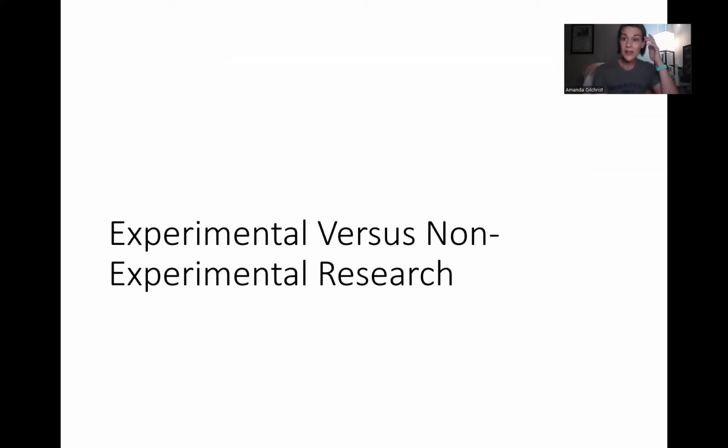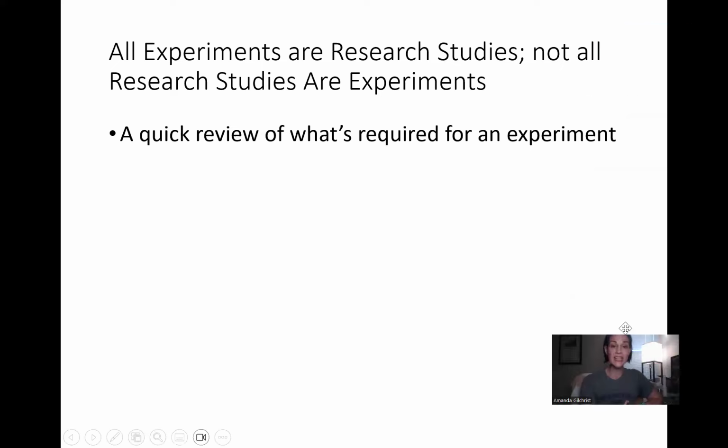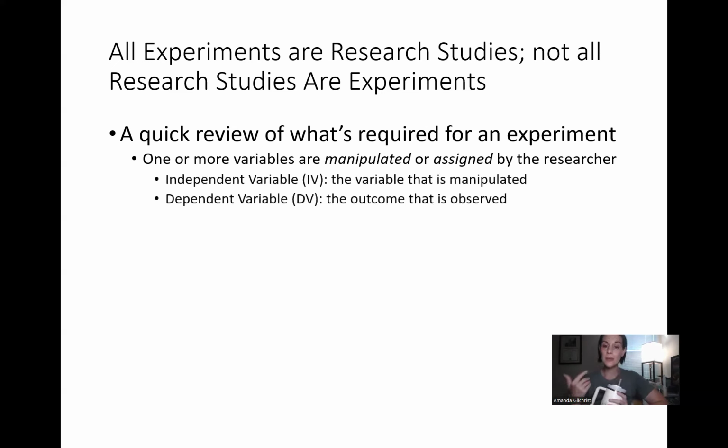So now let's talk a little bit about experimental versus non-experimental research. Just as a reminder, all experiments are research studies, but not all research studies actually qualify as experiments. So let's do a quick overview of what is going to be needed for your research to technically be considered an experiment. First of all, we need one or more variables that are being manipulated or assigned by the researcher. This is going to be your independent variable.